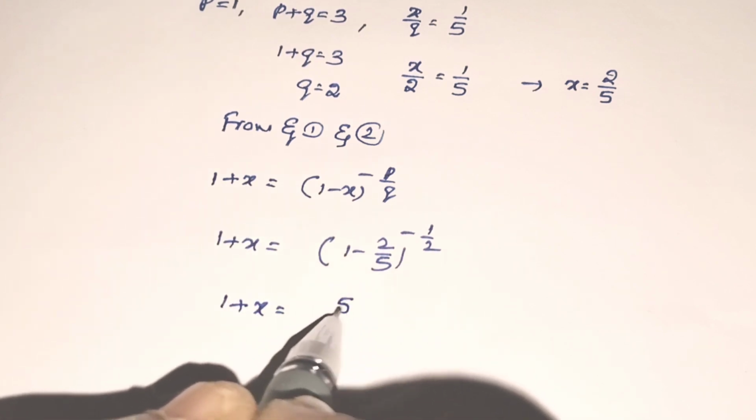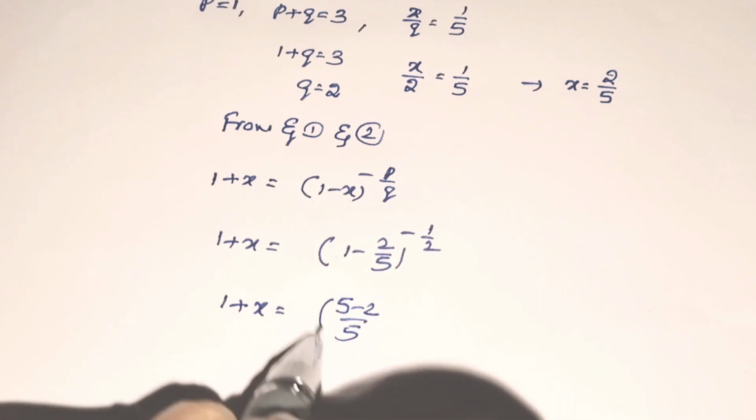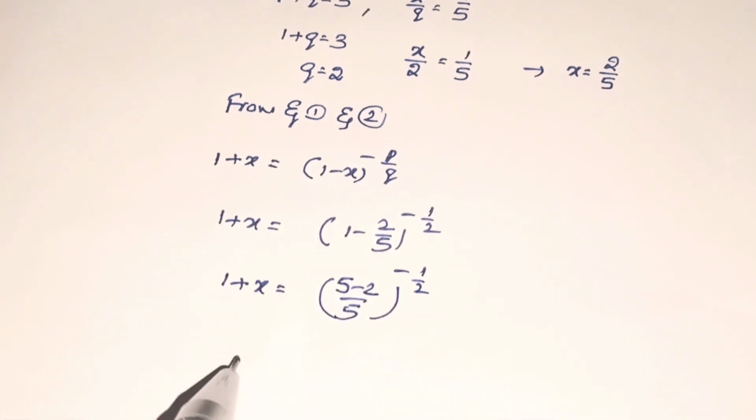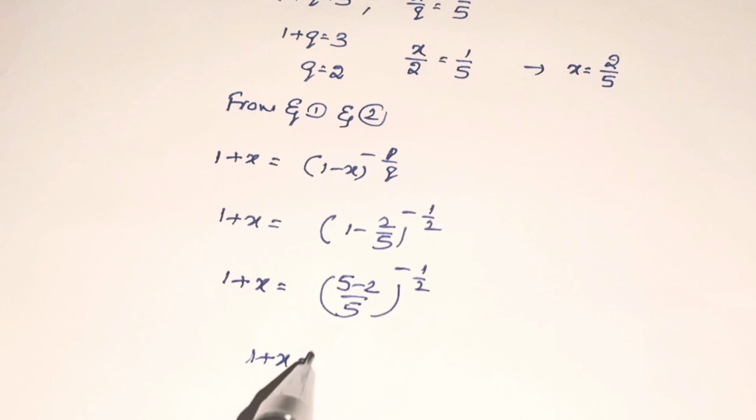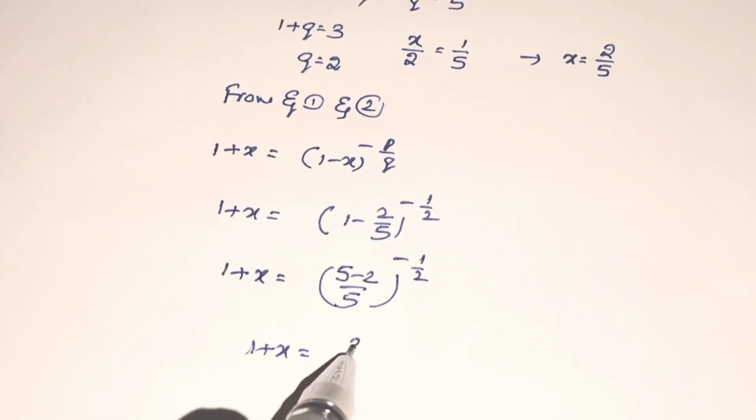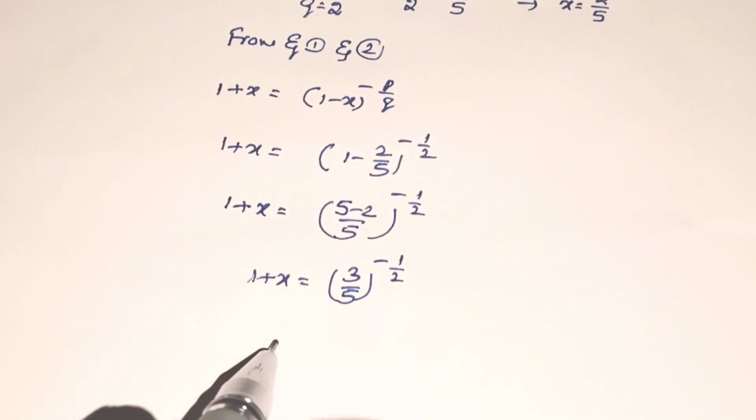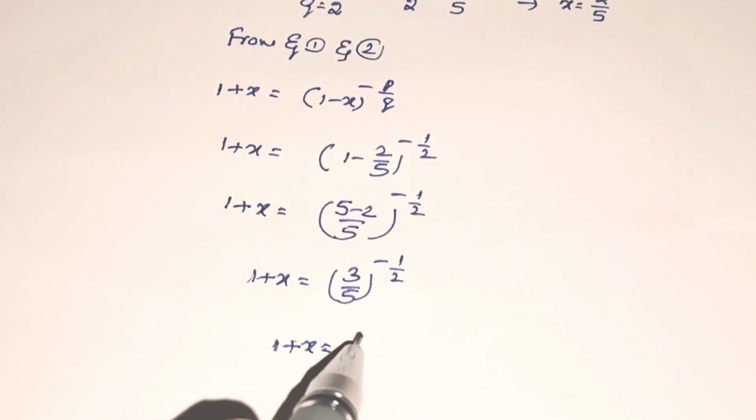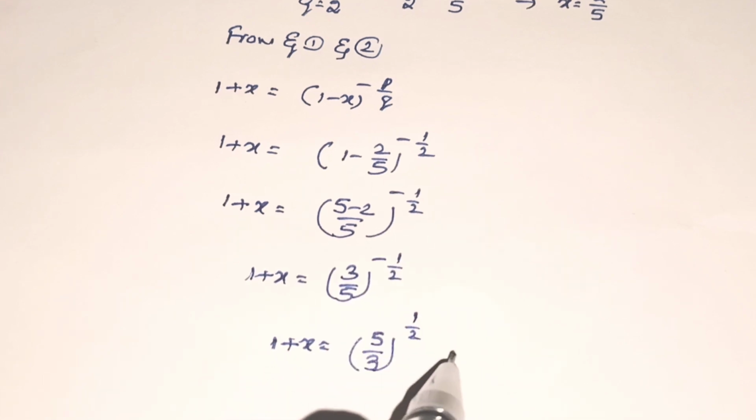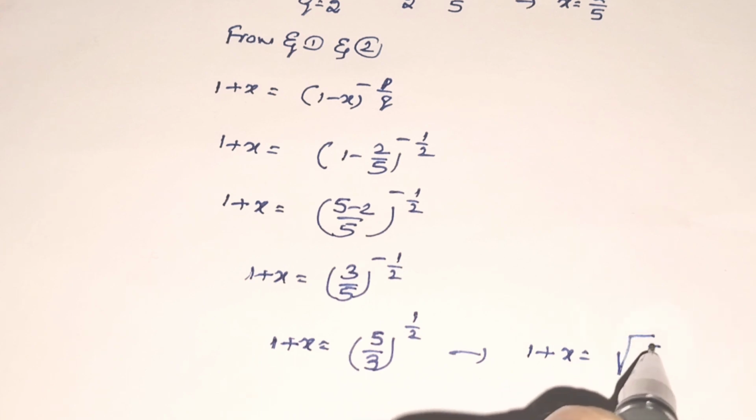So doing the LCM, it becomes (5 minus 2 by 5) power minus 1 by 2. That is, 1 plus x is equal to (5 minus 2), that is 3, so 3 by 5 power minus 1 by 2. Now removing the minus, that is 1 plus x is equal to, reversing the fraction, 5 by 3 power 1 by 2. But what is the meaning of 1 by 2? 1 by 2 is nothing but square root, that is square root of 5 by 3.